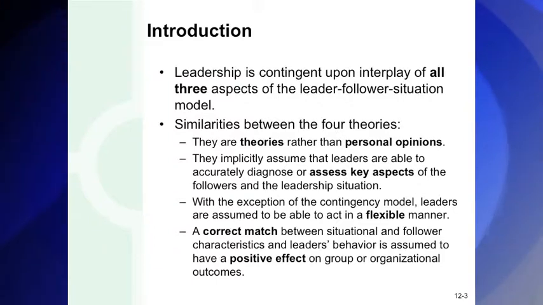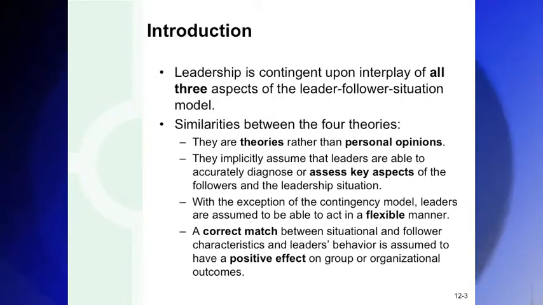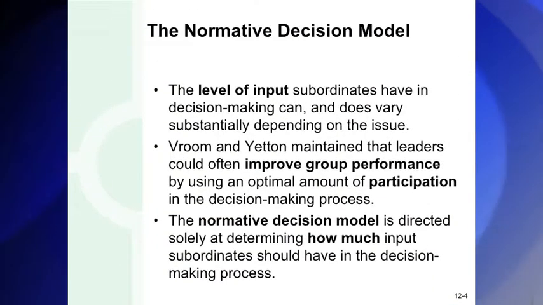Lastly, a similarity with all four of the theories is that a correct match between situational and follower characteristics and leaders' behavior is assumed to have a positive effect on group and organizational outcomes. The first theory in the book talks about the normative decision model. This model talks to the fact that there's a level of input subordinates have in decision making, and that input does vary substantially depending on the issue.